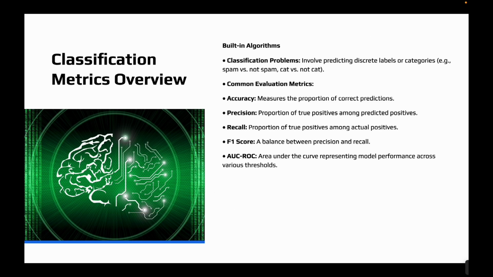So evaluation metrics come in two flavors. There's classification metrics and regression metrics. So let's start with classification metrics. Classification problems involve predicting discrete labels or categories. So this would be spam or not spam, cat or dog. Basically, it will either be binary or it could be multiple things. So if you had a color detection system, that would be an example of classification where you could have red, blue, green, etc. So some common evaluation metrics involve accuracy, precision, recall, F1 score, and AUC-ROC. So let's go through all of these.